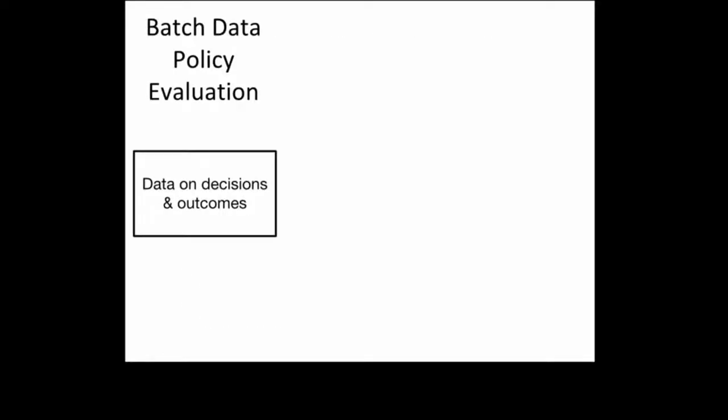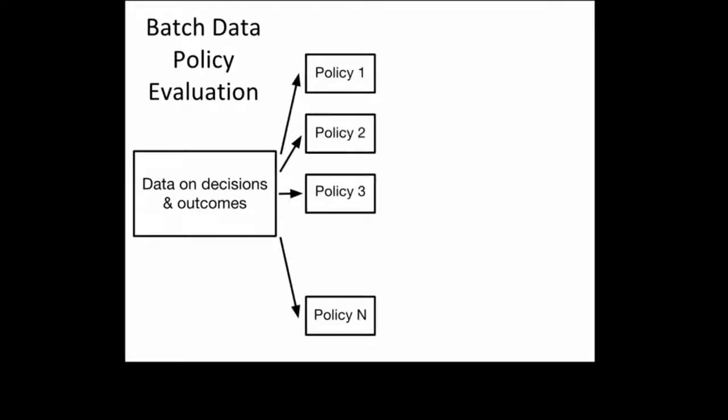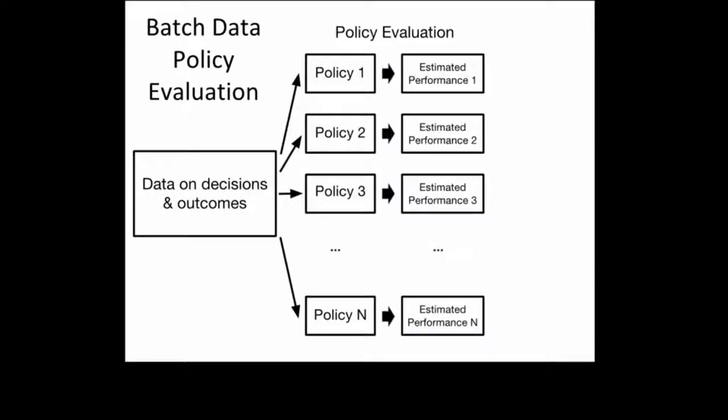So in particular, this is the framing of the problem that I'll be talking about for the rest, which is we have this batch data policy evaluation problem. We have some data on decisions and outcomes that was collected from the past. And then we have a set of candidate policies. This could be an infinite set of policies. We could do things like gradient descent over this. But imagine for right now that there's just a finite set of policies that we're interested in. And what we want to do is figure out how good each of these policies are.